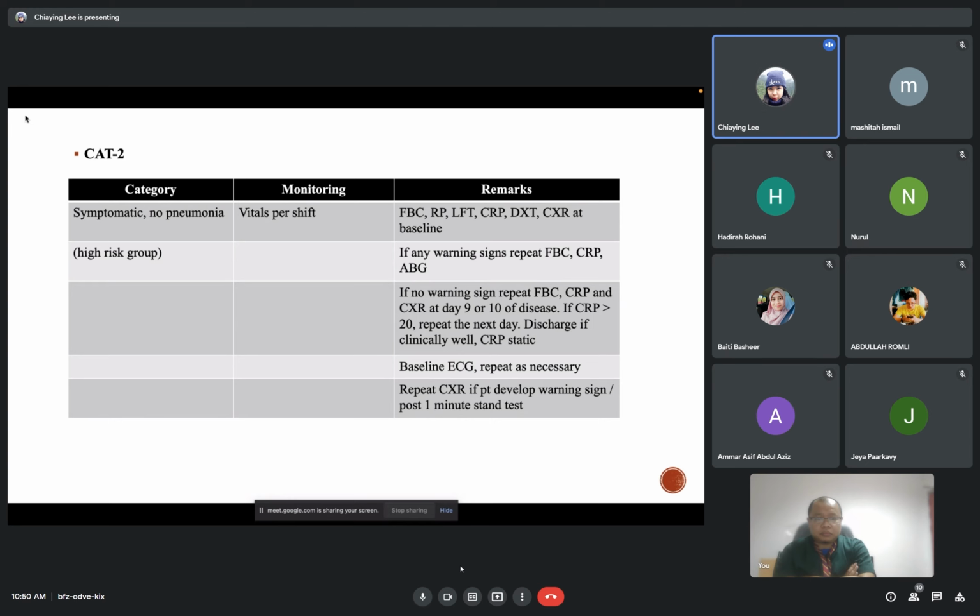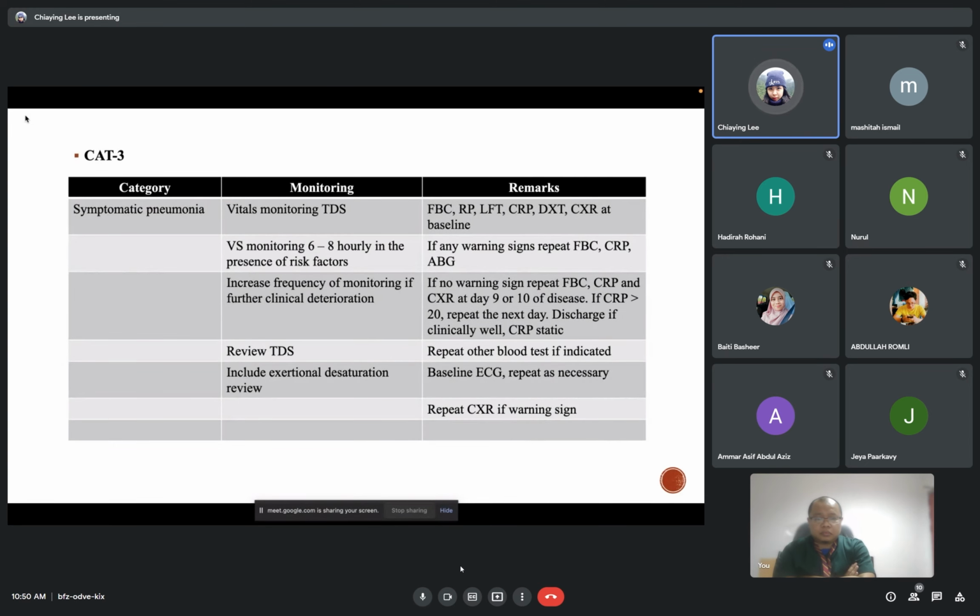Cat 3 is those with symptomatic pneumonia. This kind of patient requires vital sign monitoring. And once they deteriorate, you have to attend immediately. Same as Cat 1 and Cat 2, you take all the baseline blood and X-ray. You can only discharge when they are clinically well and CRP static, and repeat all the tests as necessary.